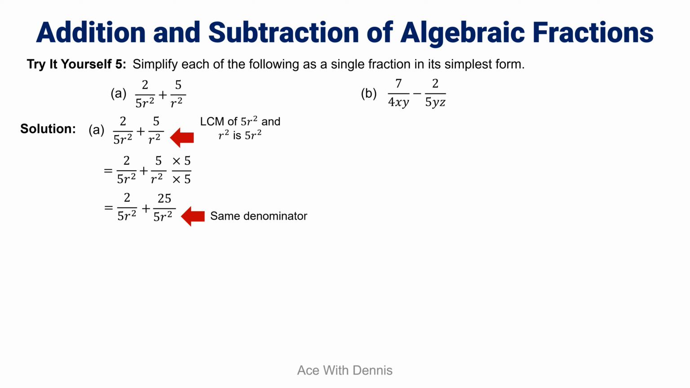Now, we have the same denominator for both fractions. Hence, we can add the numerators together. We'll have 27 over 5r squared.